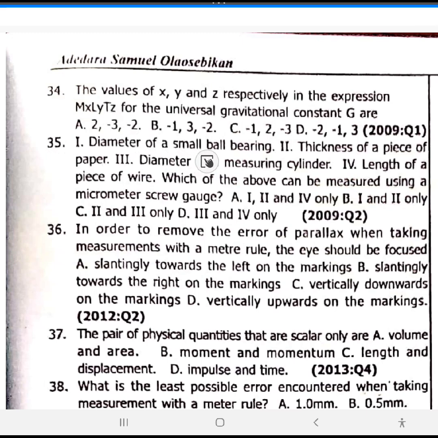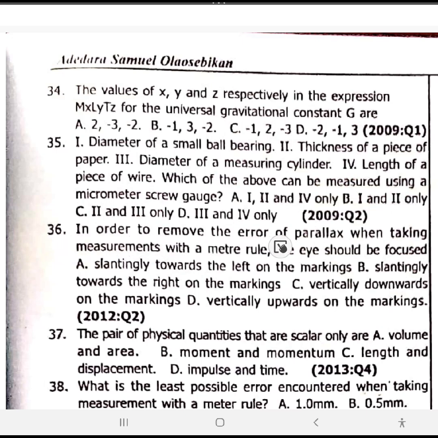35. Diameter of a small ball bearing. Thickness of a piece of paper. Diameter of a small ball bearing. Diameter of a measuring cylinder. Next, length of a piece of wire. Which of the above can be measured using a micrometer screw gauge? First thing that will come to your mind is this small ball bearing and thickness of paper. Those I and II should come to your mind. Remember, I gave you what you use micrometer screw gauge to measure. So let me see through I and II. Option B is the correct answer.